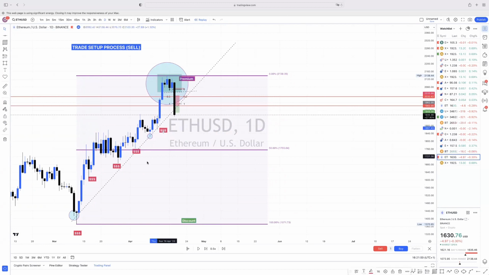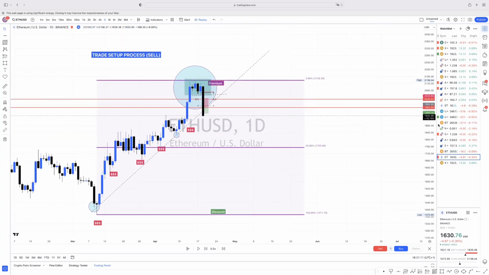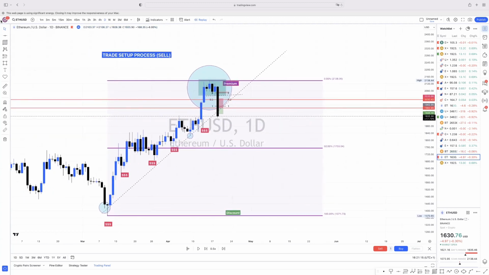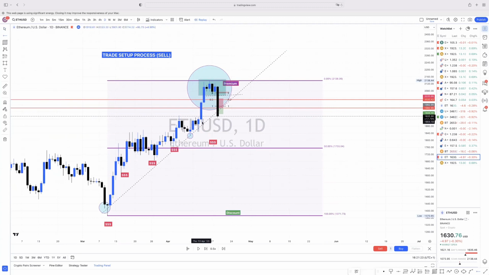So now I'm going to be looking out for the area of liquidity below the trend line. Any liquidity that has not been taken out in the higher time frame and is below the trend line is a target for me to take profit.